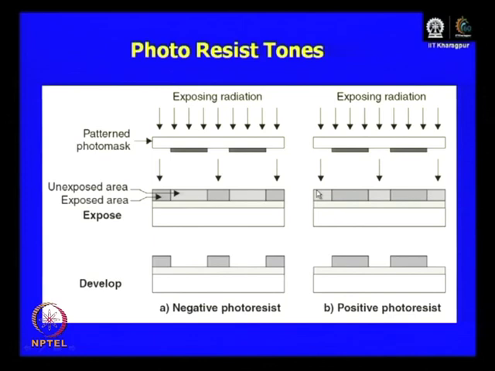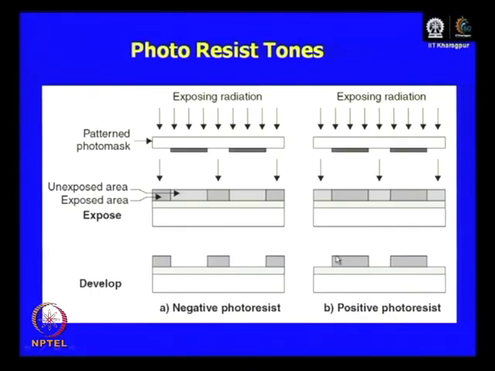In contrast, if you use a layer of a positive photoresist and you expose it to UV light, what happens is these areas offer more resistance to the developer solution as compared to the areas which have been exposed, eventually resulting in a positive replica of the mask pattern on the oxide-coated film surface. So, this is the key difference between a positive photoresist and a negative photoresist.